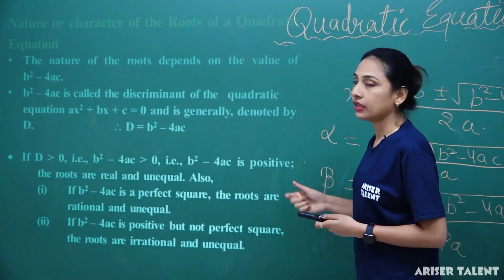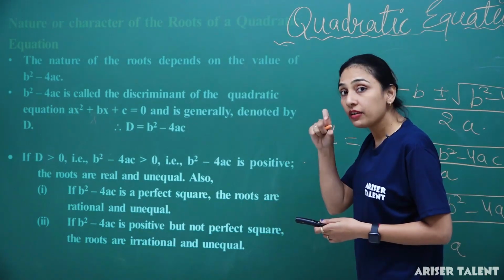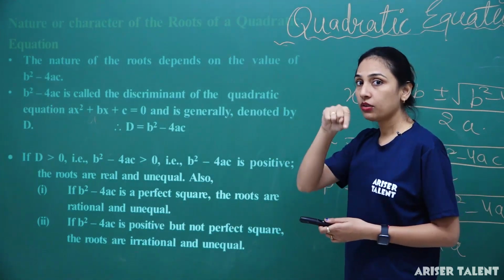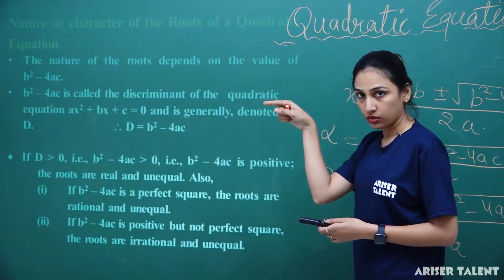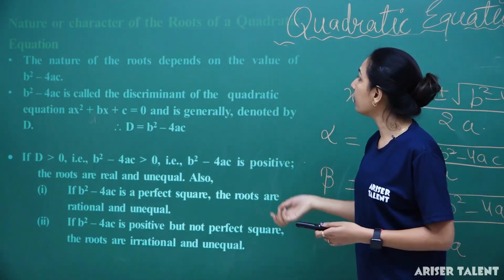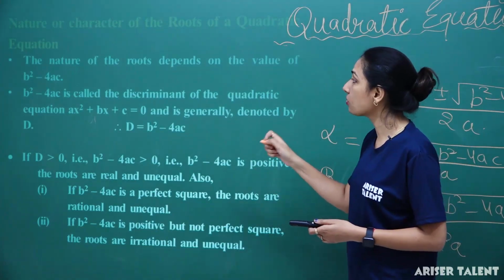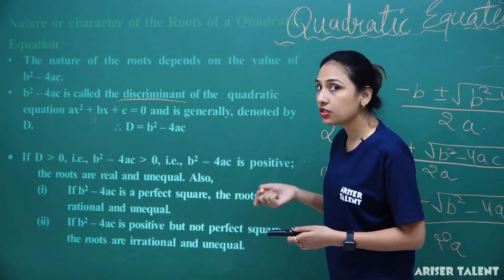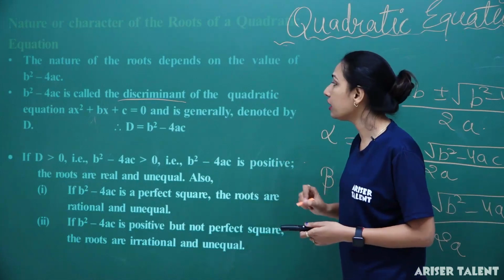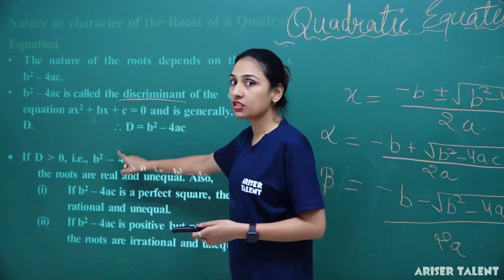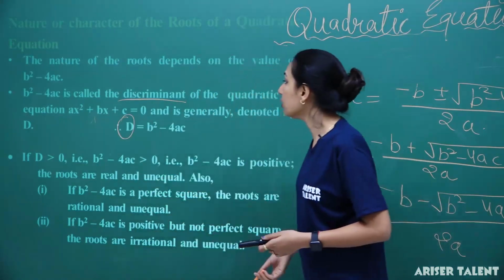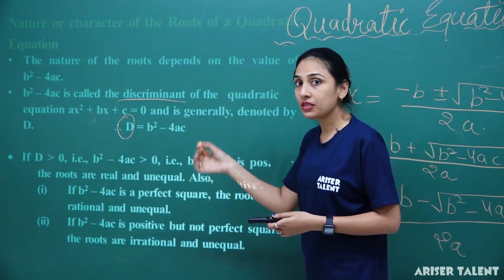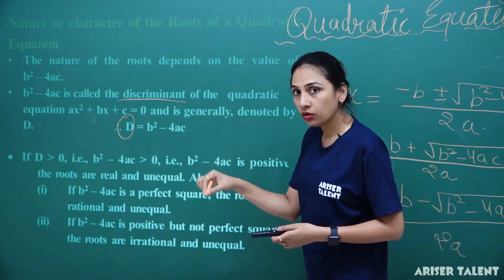Now, the nature or character of the roots, I've talked about this D, that will decide. What is D? b square minus 4ac, the particular number which is in the square root. The nature of the roots depends on the value of b square minus 4ac. This is called the discriminant of the quadratic equation ax square plus bx plus c equals 0, and is generally denoted by D equals b square minus 4ac. That can be equal to 0, less than 0, or more than 0.